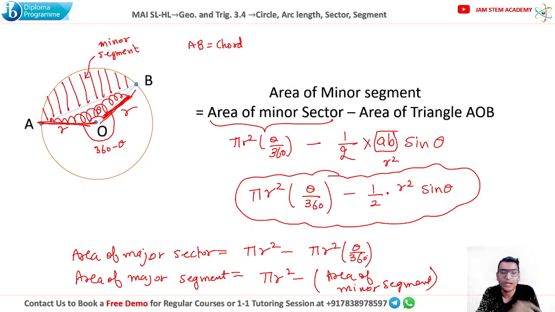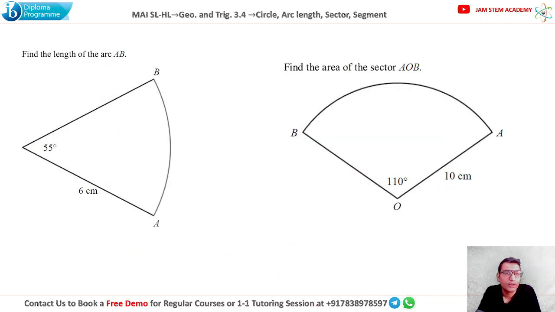Now, next thing is finding the length of arc AB. They are saying find the length of the arc, which means you just have to find this value only, the arc length. We have the radius, we have the angle. We can simply use the formula 2 pi r, which is 2 pi times 6, times theta over 360 because the angle is given in degrees. So 55 over 360. Simplified, that's the value of your arc AB.